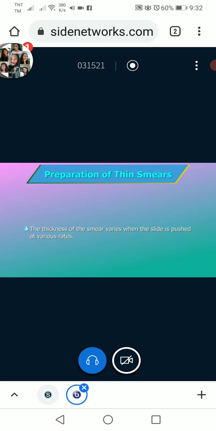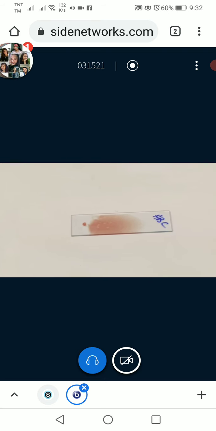The thickness of the smear varies when the slide is pushed at various rates. The slower the motion, the thinner the smear. If the smear is too thick, the structural detail of individual parasites will not be observable. A well-prepared film is thick at one end and thin at the other, that is, a single layer of evenly distributed RBCs with no cell overlap.